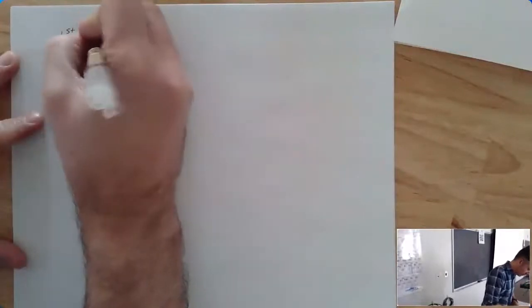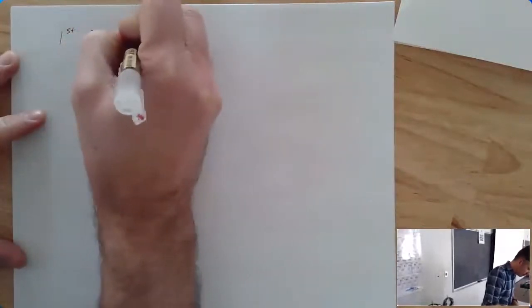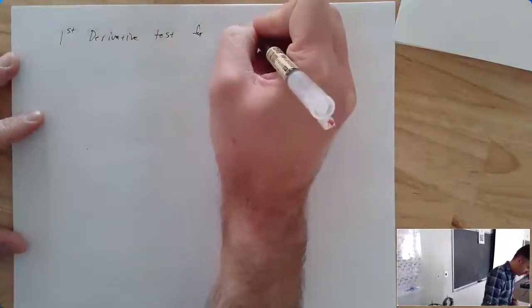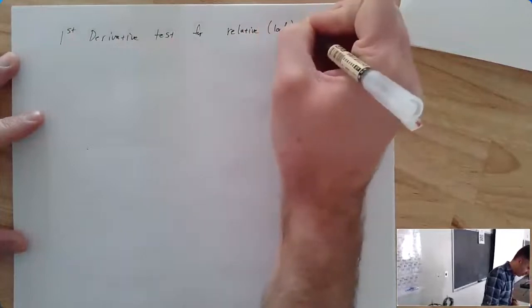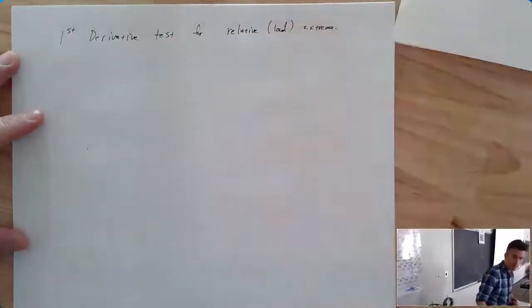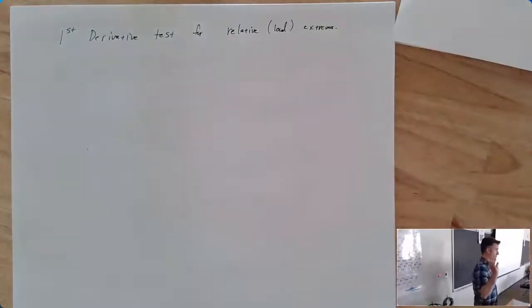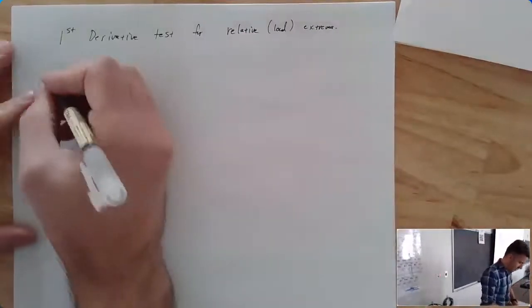So here's what's coming: the first derivative test. The first derivative test for relative, also known as local, extrema. The difference between a local and an absolute extrema is that an absolute extrema is either bigger than everything else on the graph or smaller than everything else on the graph or on the function, whereas a relative or local extrema is just bigger than or smaller than all the stuff immediately next to it. That's the difference.